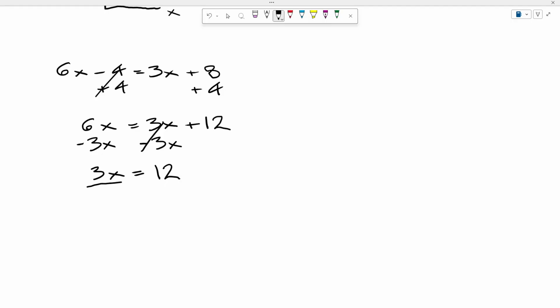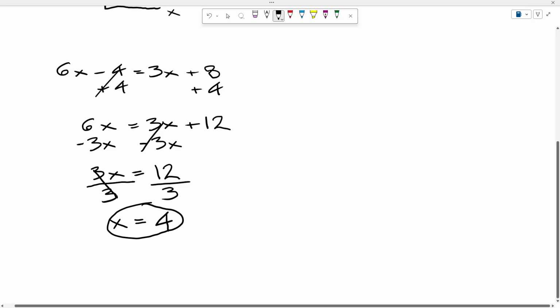So all that's left to do is divide out the 3, of course do it to both sides, so that cancels out and we are just left with x finally. And then 12 divided by 3, so it looks like 4 is our final answer. So we have x equal to 4.